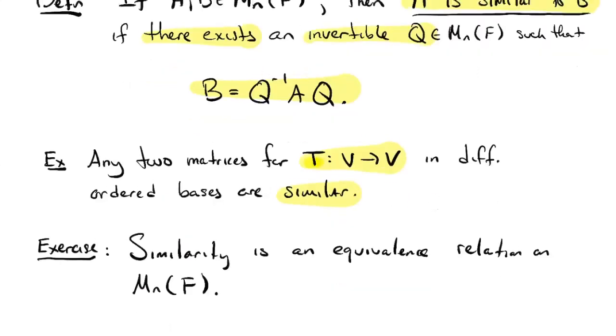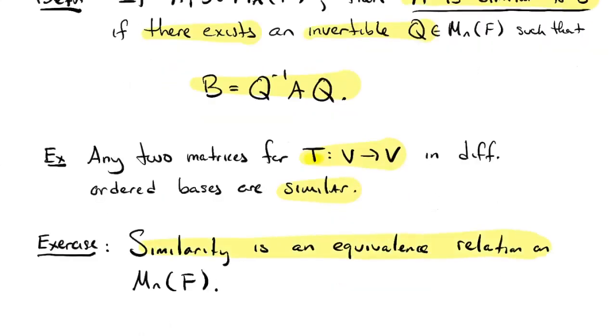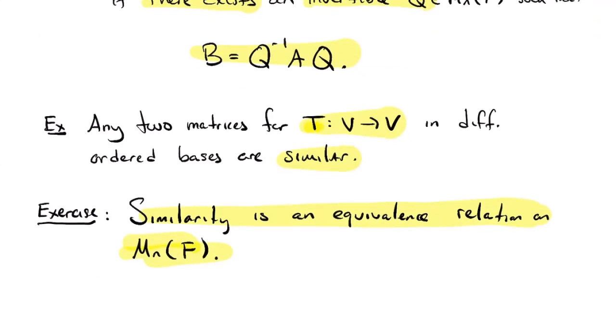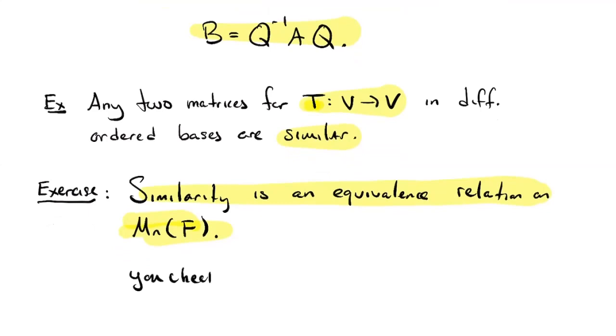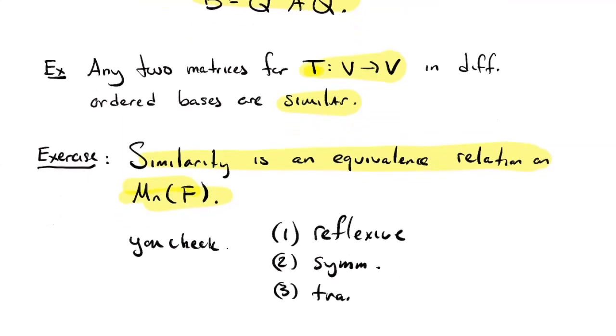Cool. I'm going to leave this as an exercise to you, but similarity is an equivalence relation on the set of all matrices. So what do I mean by that? I mean that it's reflexive. So I'm going to ask you to check that it's a reflexive relation. Every square matrix is similar to itself. So you'll have to say what the Q is in the notation above. It's a symmetric relation. If A is similar to B, then B is similar to A. Okay, and it's a transitive relation. If A is similar to B and B is similar to C, then A is similar to C.